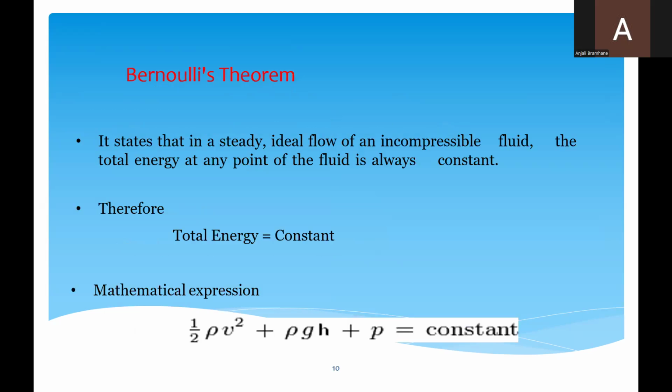Next is Bernoulli's theorem. It states that in a steady ideal flow of an incompressible fluid, the total energy at any point of the fluid is always constant. Therefore, the total energy is equal to constant. The mathematical expression is 1/2 rho v square plus rho g h plus p equal to constant.